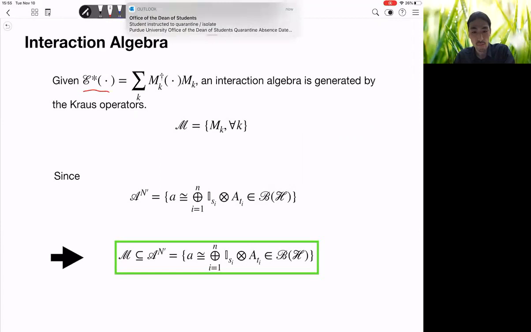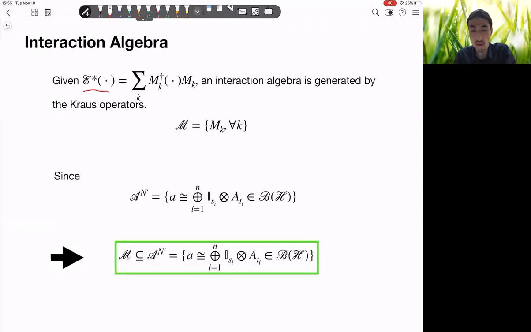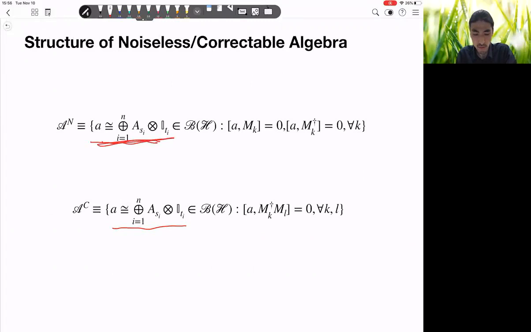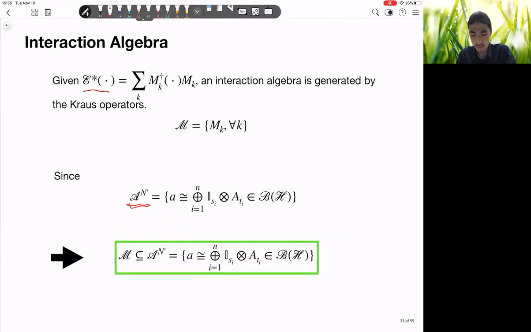Now, consider the commutant algebra, meaning the algebra that commutes with the noiseless algebra. Sorry, let me say this again. Let's consider the commutant algebra of the noiseless algebra. The noiseless algebra has this form, and the things that commute with this structure have this structure: identity on the first tensor factor and some matrix on the second tensor factor. So this is the commutant algebra of the noiseless algebra. Since we have considered the commutation between the noiseless algebra and the Kraus operators, the algebra generated by the Kraus operators should be inside this algebra, which has this structure.